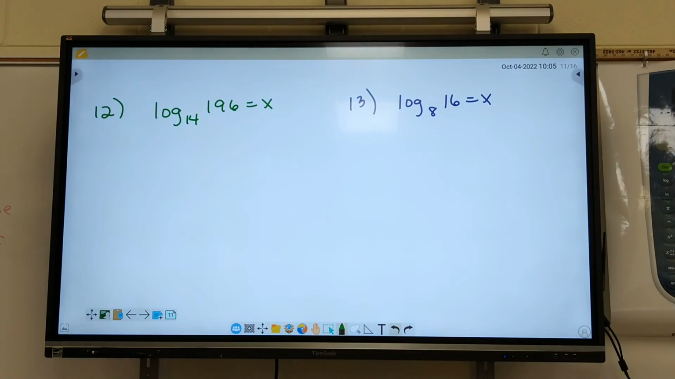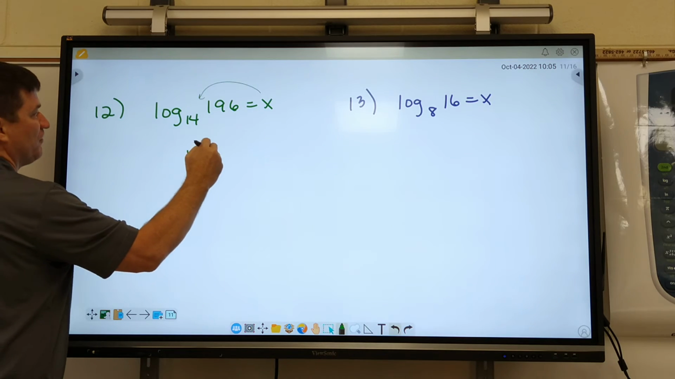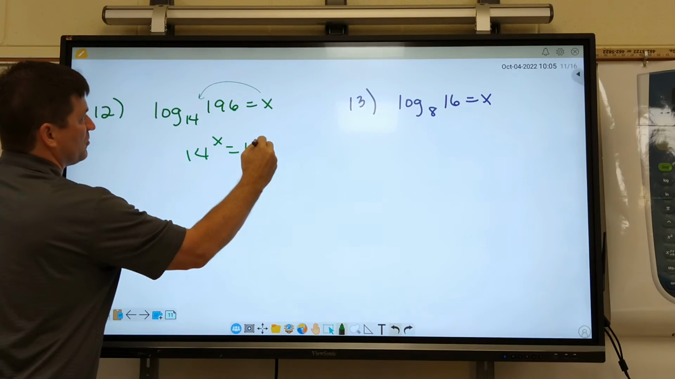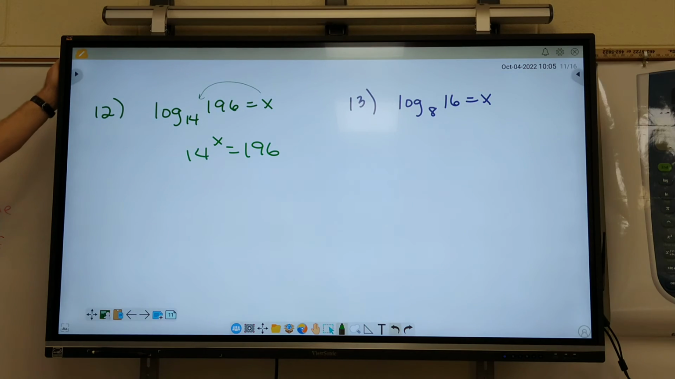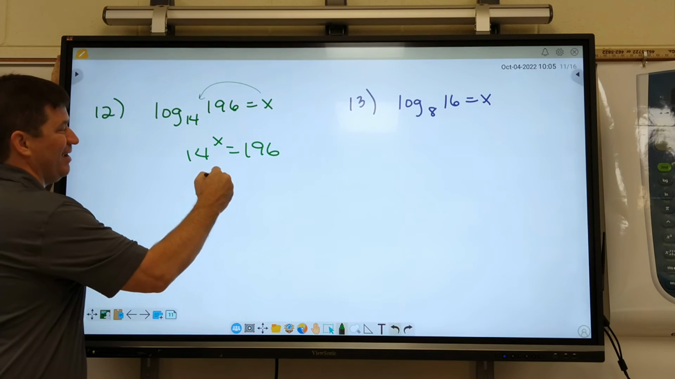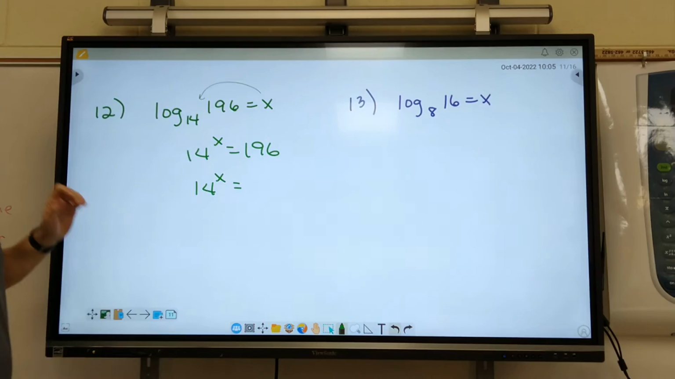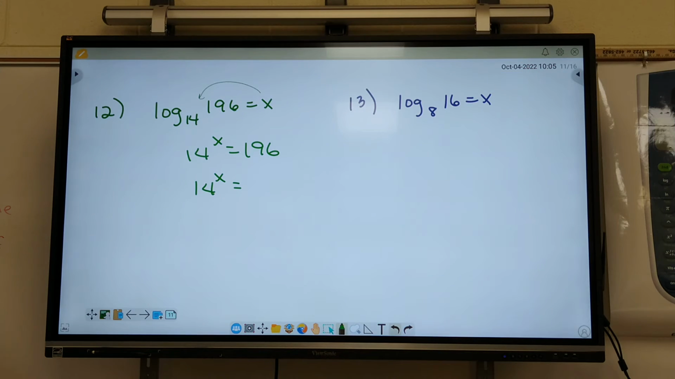Alright, so does anybody remember how to set up number 12? Y'all at least remember that much. Alright, Alan, go ahead. Good. X becomes your exponent, so it's going to be 14 to the x equals 196. That's the first step. I want to see that step on the paper. Now, the next step, y'all got to make each one of these numbers the same. So what does 196 turn into?